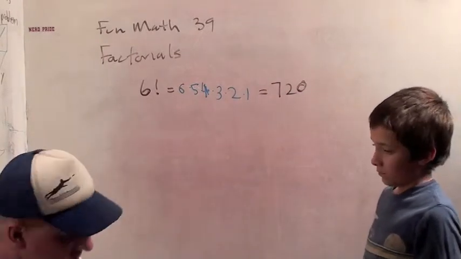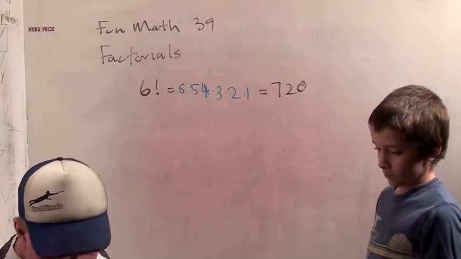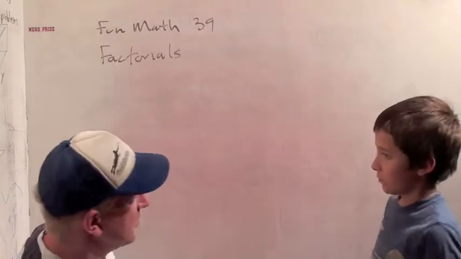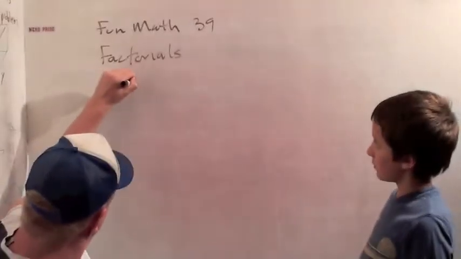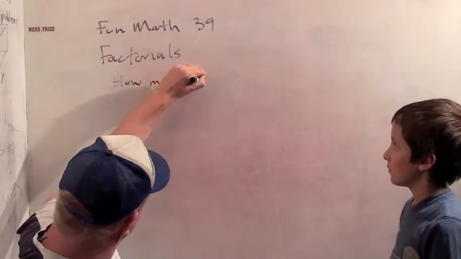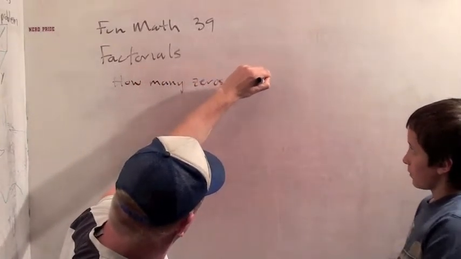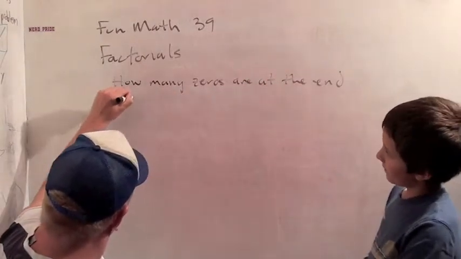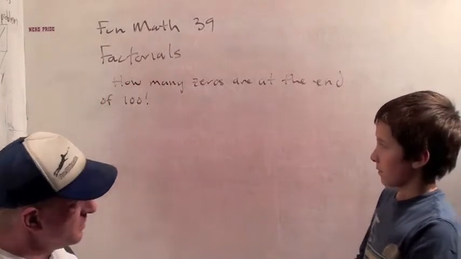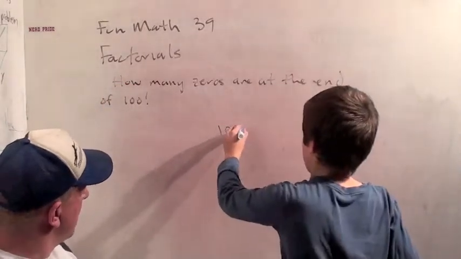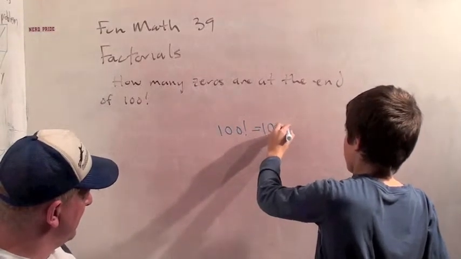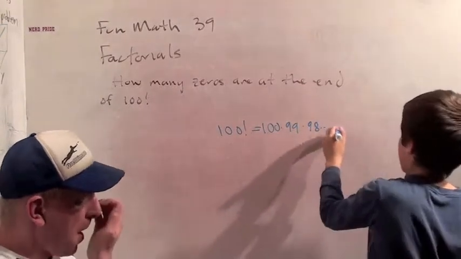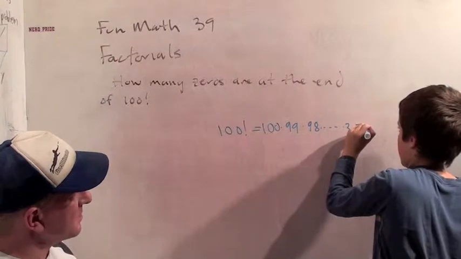Okay, so here's a fun problem for you. How many zeros are at the end of 100 factorial? No, just at the end. 100 factorial equals 100 times 99 times 98 times down to 3 times 2 times 1.